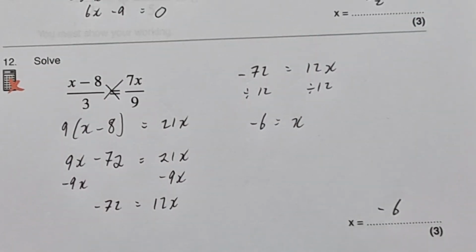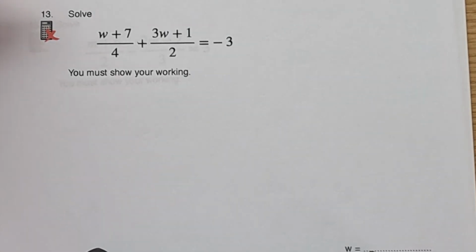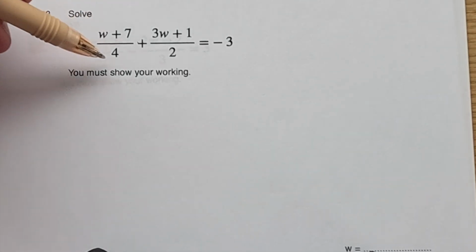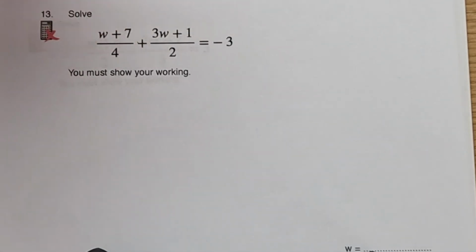Okay, let's look at our next question, question number 13. Question number 13 says solve (w + 7)/4 + (3w + 1)/2 = -3. And we've been asked to show our working. Well, obviously, we're going to be showing our working in these questions. So here we've got a fraction plus another fraction equals negative 3.